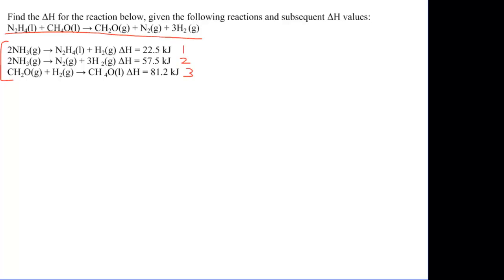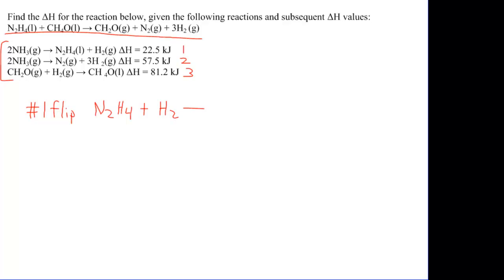So our first reactant here is N2H4. N2H4 is only found in reaction number 1. So I'm going to use reaction number 1, but reaction number 1 has N2H4 as a product, and I need N2H4 to be a reactant. So I'm going to flip the reaction. Put the products on the reactant side and the reactants on the product side. So N2H4 becomes a reactant.